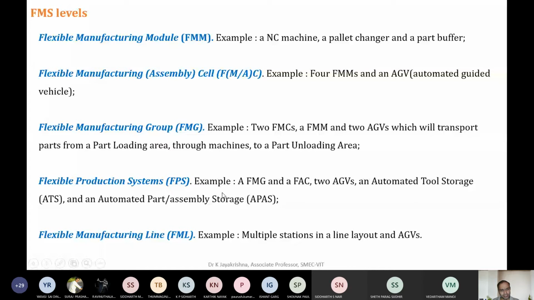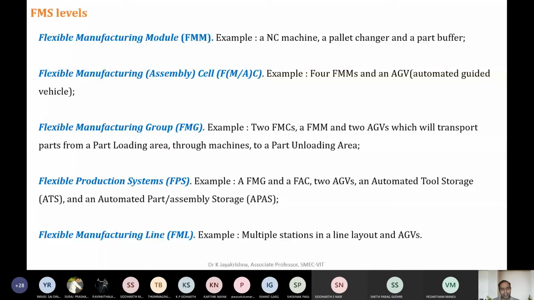But then what is a flexible production system? When you have one flexible manufacturing group, one flexible manufacturing assembly, two AGVs, and one automated tool storage, we call it ATS, automated tool storage, and an automated parts or assembly storage and retrieval system. When you have these things in your company, we call them a flexible production system.